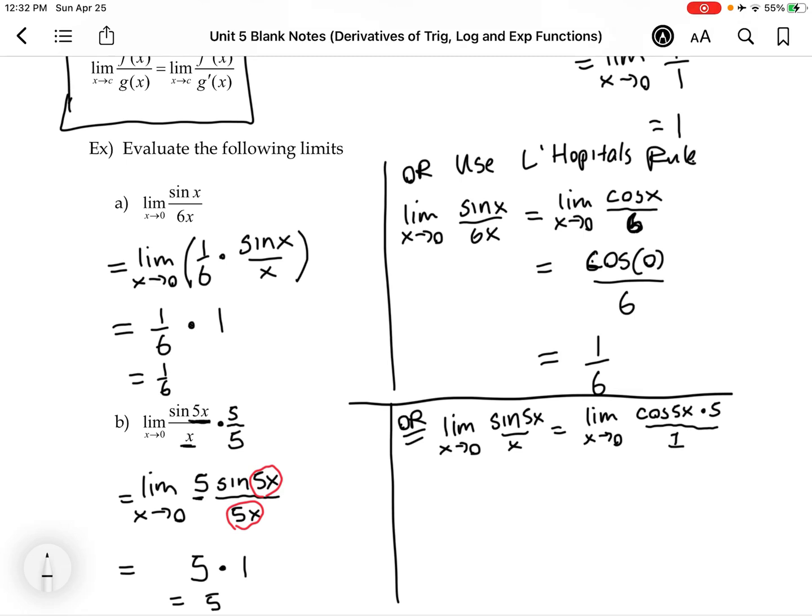Okay, and now we can plug in a 0 for x. So this is going to be the cosine of 5 times 0, times 5 over 1. Actually, I should put that in brackets like that. There we go, that's better. Okay, and then again, cosine of 5 times 0 is just 0. So that's cosine of 0, which is 1, times 5 over 1, which is 5. Okay, so you get the same answer either way.